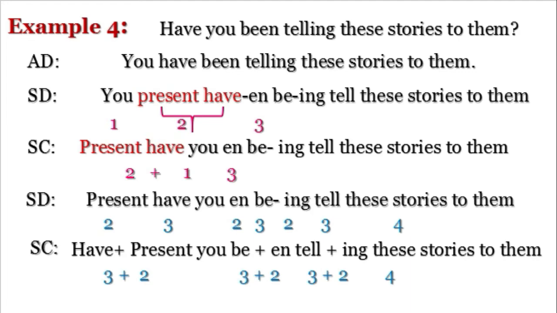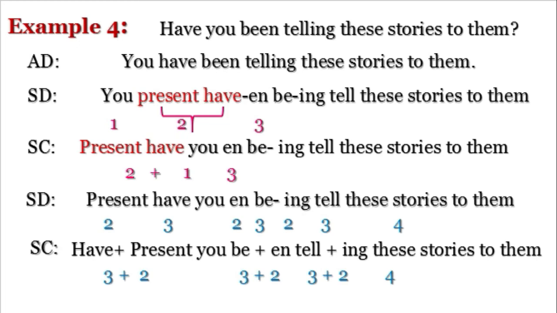NP is you, so we give it number 1. The first two elements of aux are present and have, and the rest is number 3. In the structural change we take the first two elements and add the NP to them, meaning present have plus you, and the rest will take number 3. We take have and put you, and bring the affix en, starting with it after you, meaning present have you en be ing tell these stories to them.